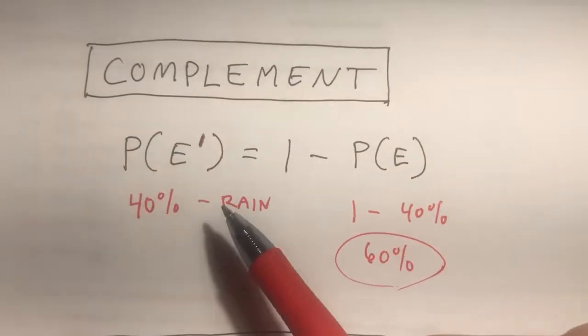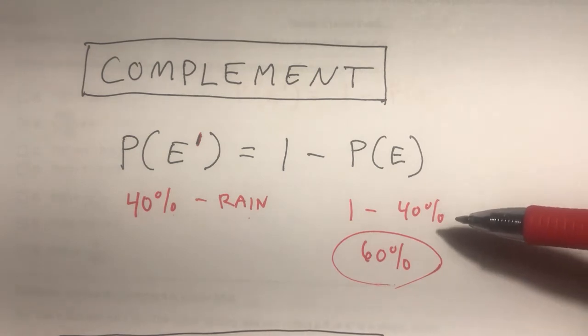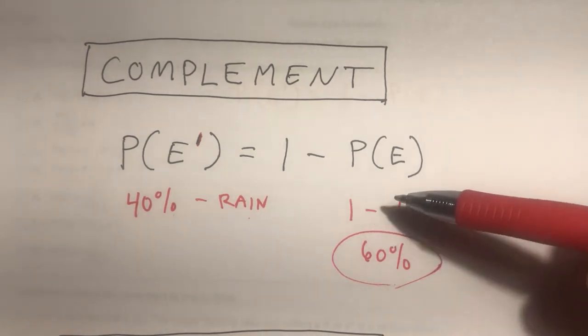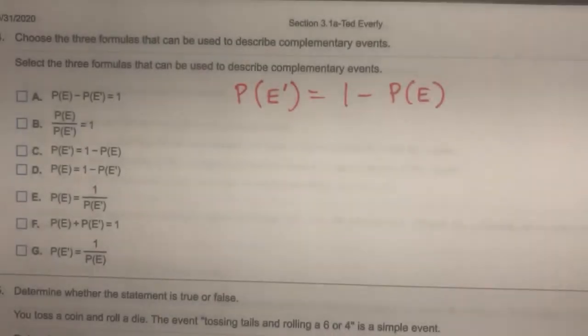We were talking about this. There's a 40% chance of rain. All right, what's the probability that it doesn't rain? Well, it's going to be 1 minus the 40%, which is 60. Okay.